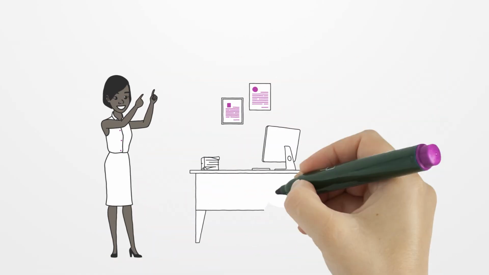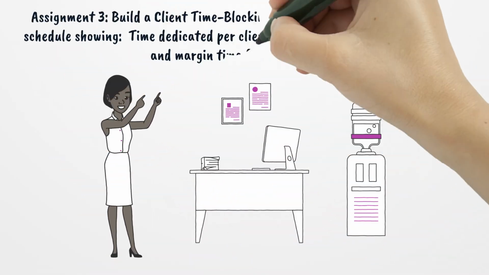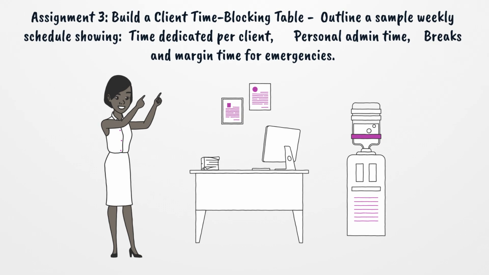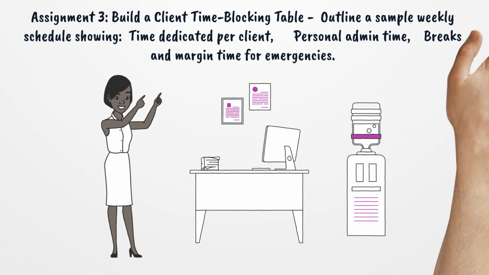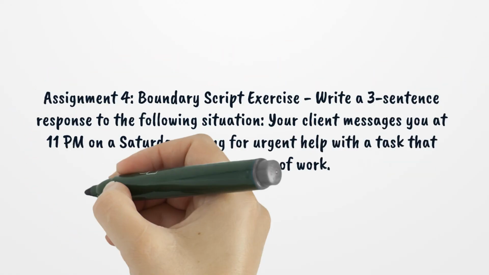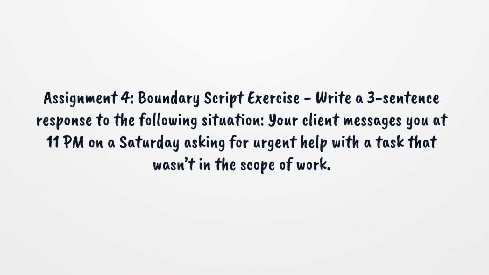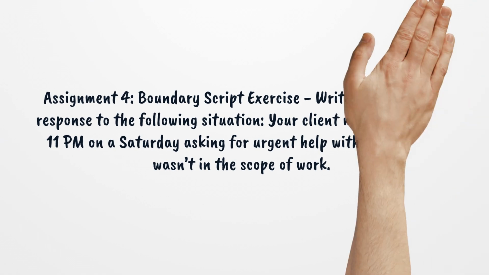Assignment 3: Build a client time blocking table. Outline a sample weekly schedule showing time dedicated per client, personal admin time, breaks, and margin time for emergencies. Assignment 4: Boundary script exercise. Write a 3-sentence response to the following situation. Your client messages you at 11 p.m. on a Saturday asking for urgent help with a task that wasn't in the scope of work.